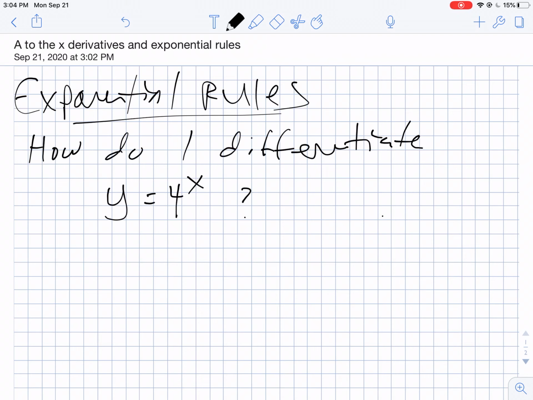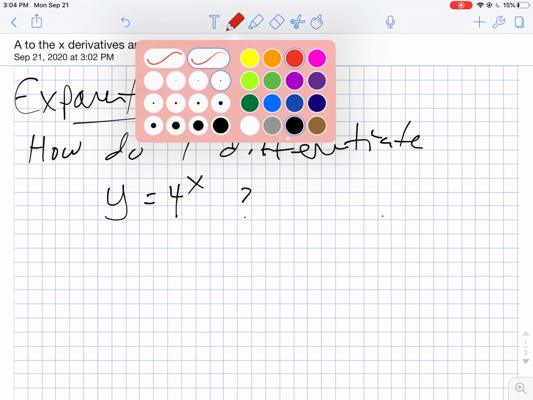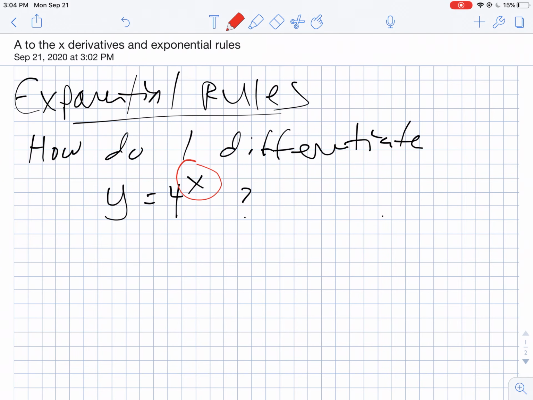Okay guys, so we're here today to learn about how we differentiate y equals 4 to the x. So what do we do basically if there's an x in the exponent? And we're going to talk about this and then some other exponent rules today. If you were a chump, you might look at this and be like, well, why don't I just bring the power down and subtract by 1? But you can't do that if it's an x, only if it's a constant.